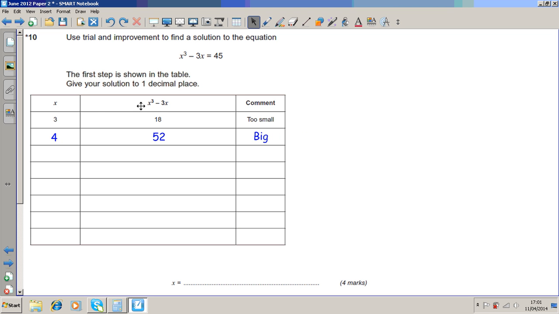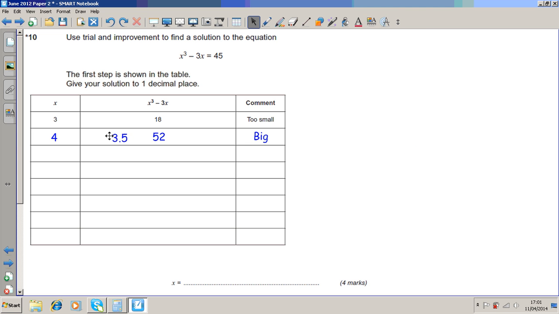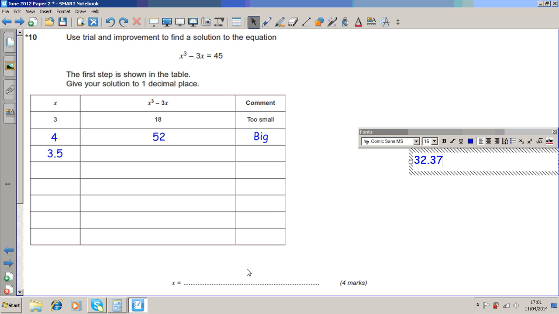So now we need to get between to one decimal place. I mean, for me, the central place to go will be 3.5. And try 3.5 in. Okay, so 3.5 cubed minus 3 lots of 3.5. It's going to give you 32.375.